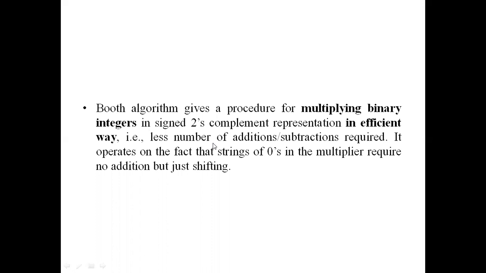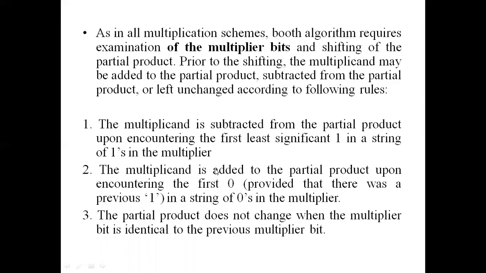That means it requires fewer additions and subtractions, and it operates on the fact that strings of zeros in the multiplier require no addition, just shifting, unlike the strings of zeros and ones. So what is Booth's algorithm?